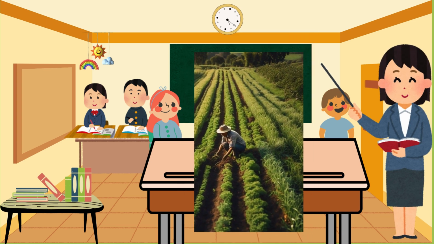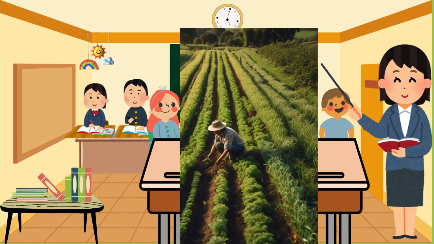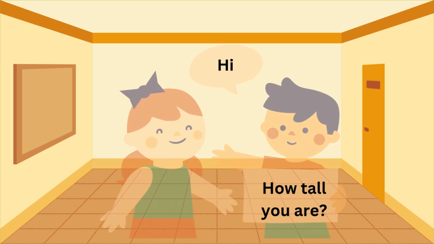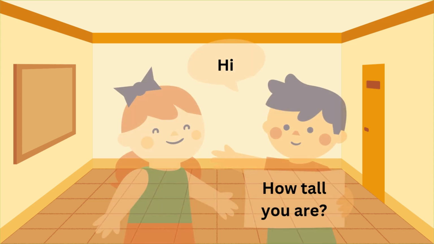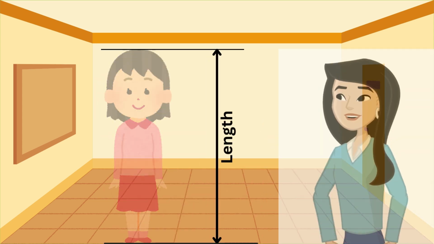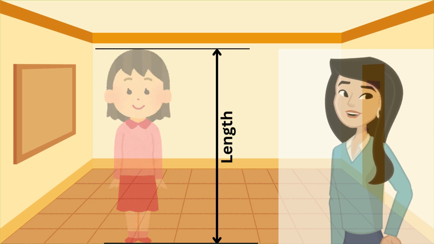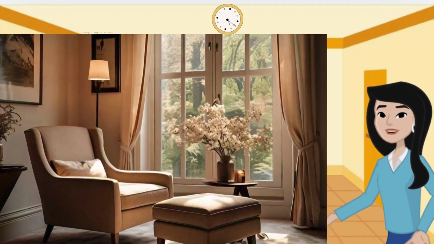The farmer needs to know the length and breadth or the area of his land to know how much seed he can sow and how much water would be needed for his crops. Suppose someone asked about your height, how tall you are. So you will have to tell the length of a straight line from the top of your head to the heel of your feet.